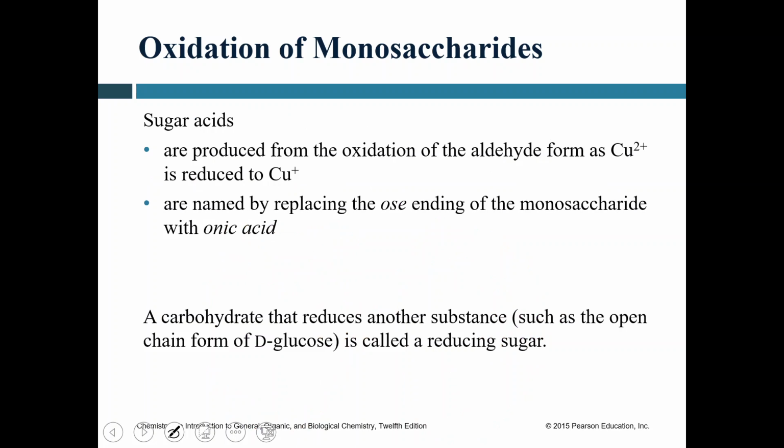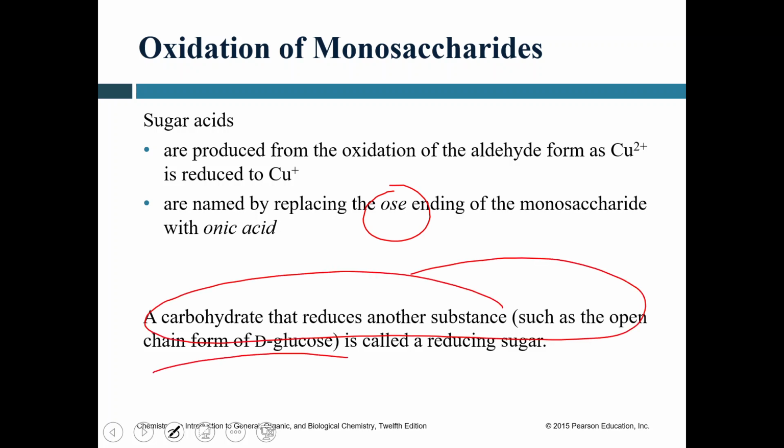So sugar acids can be produced from the oxidation of the aldehyde in aldoses, for instance by bivalent copper that is reduced to monovalent copper. The naming comes from replacing the -ose ending of the monosaccharide with -onic acid. Sugars that can reduce other substances, such as the open chain form of D-glucose, are called reducing sugars.